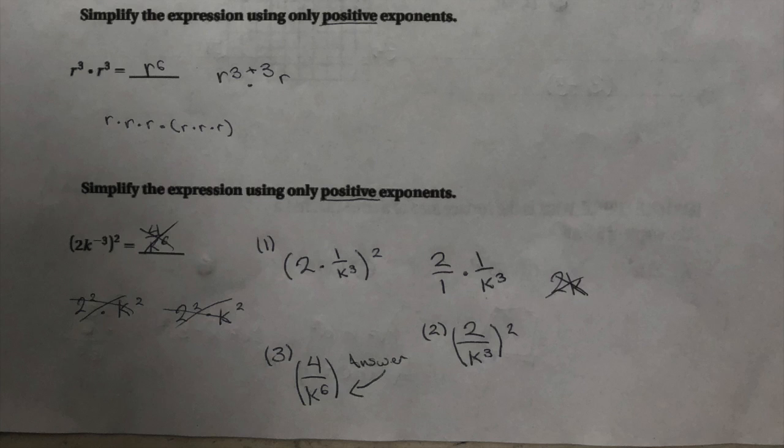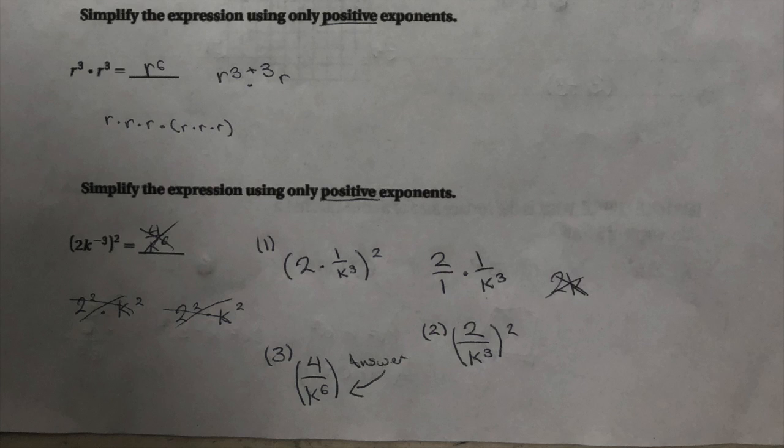Now that you have 2 over k to the third, close parentheses, to the power of 2, you're going to square each number. So 2 times 2 is going to be 4, and k to the third times 2 is going to be k to the 6th. So your answer should be 4 over k to the power of 6.